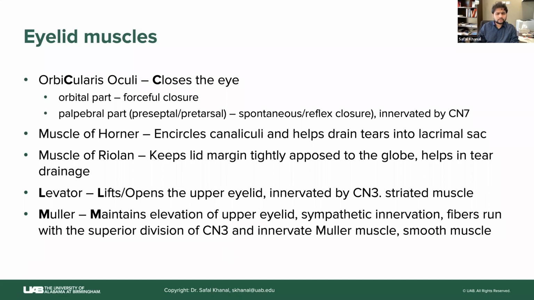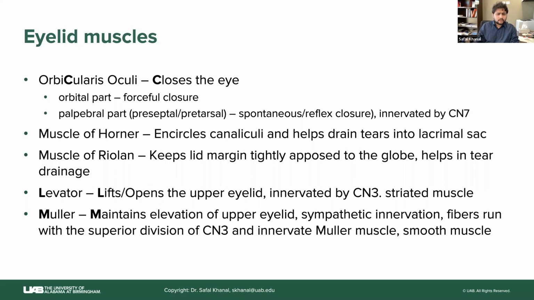The muscle of Horner is located on the medial side. It encircles the canaliculi and helps drain tears into the lacrimal sac. The muscle of Riolan is at the tip of the lid, actually at the lid margin, helps in tear drainage again, and keeps the lid opposed to the globe.